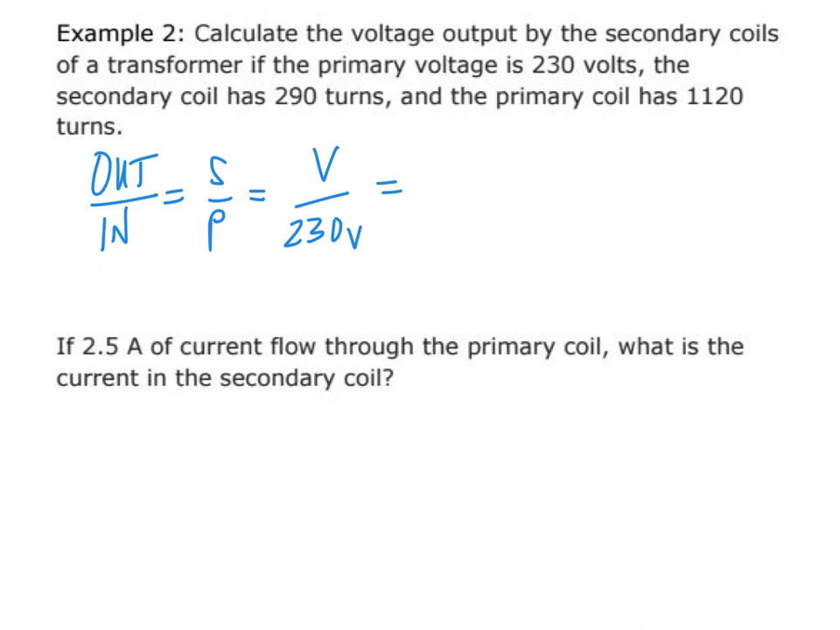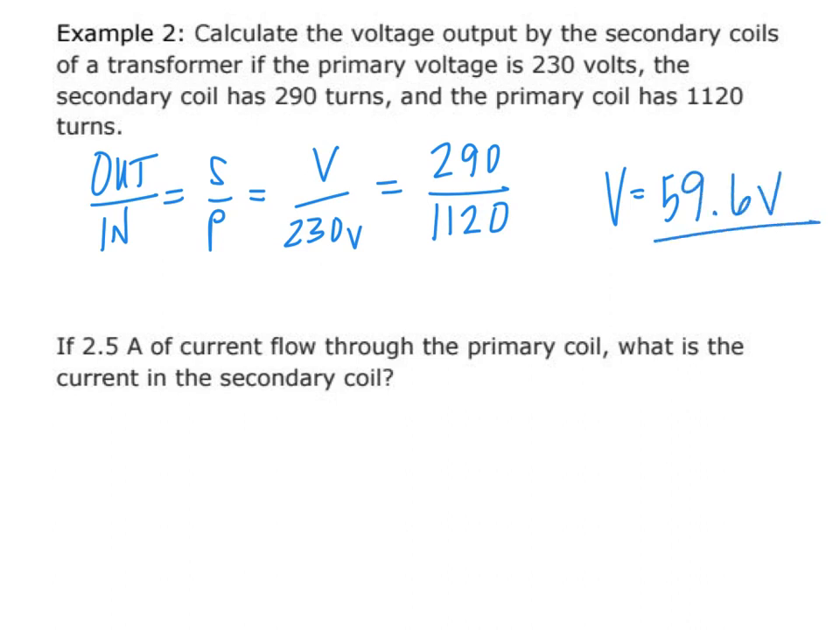And then in terms of the turns or the windings, the secondary coil has 290, and the primary coil has 1120. So again, we can cross multiply, and we find that our voltage, which should be smaller, okay, it's a step down transformer, the voltage ends up being 59.6 volts. And we'll use that in the second part.